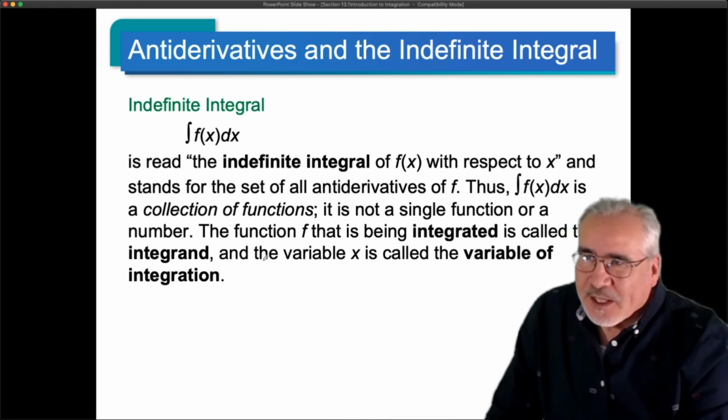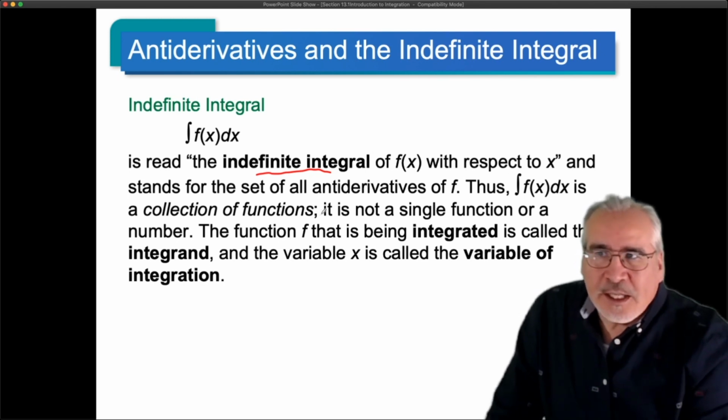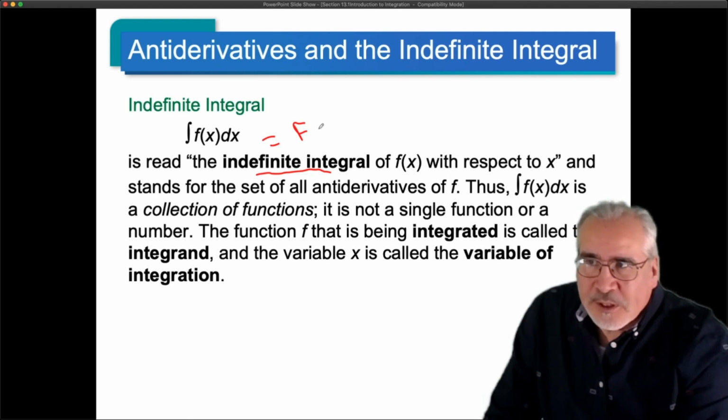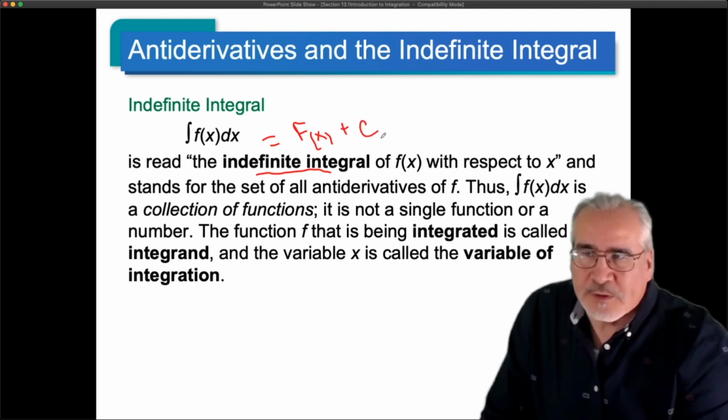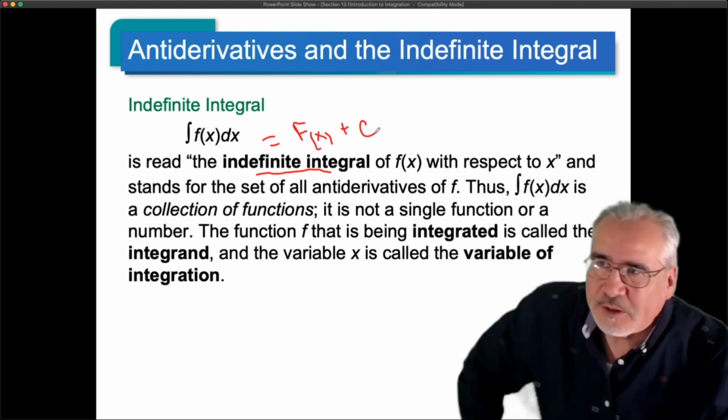So we read this as the indefinite integral. Notice, eventually we'll have some boundaries on this, but right now there's no boundaries, so it's an indefinite integral with respect to x. And it's the set of all antiderivatives of f, because once we get done, we're going to see that this will be equal to some antiderivative function. And it's a whole family of them, because there's the potential of this constant that we don't know what it is. And this constant could really be anything. It could be 0, it could be 27.